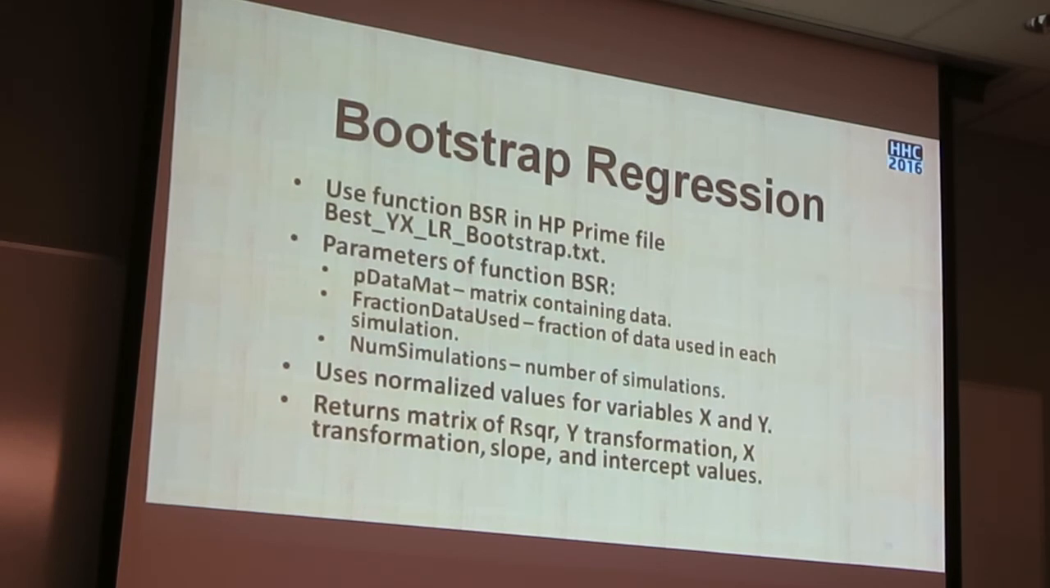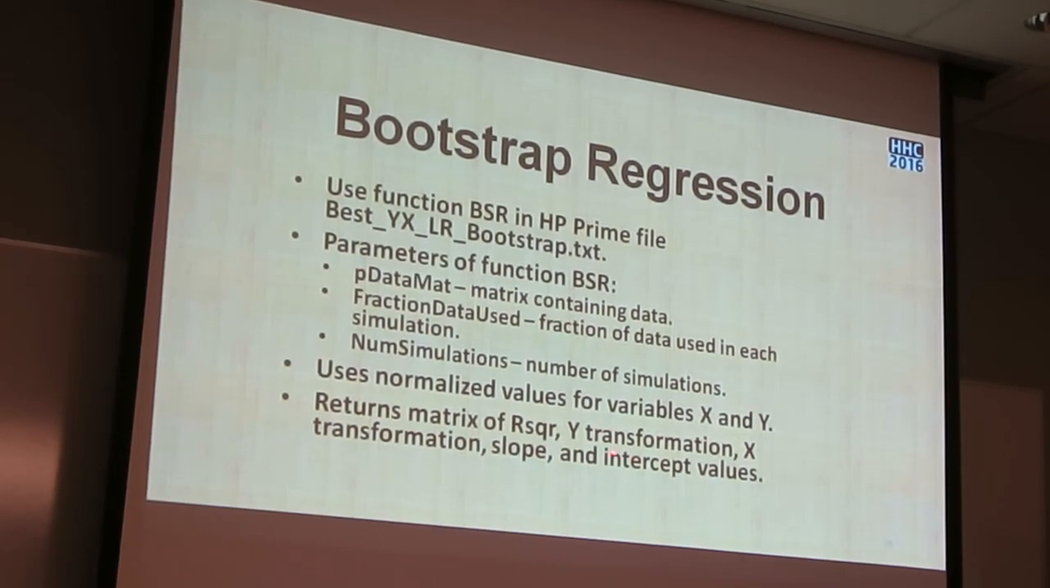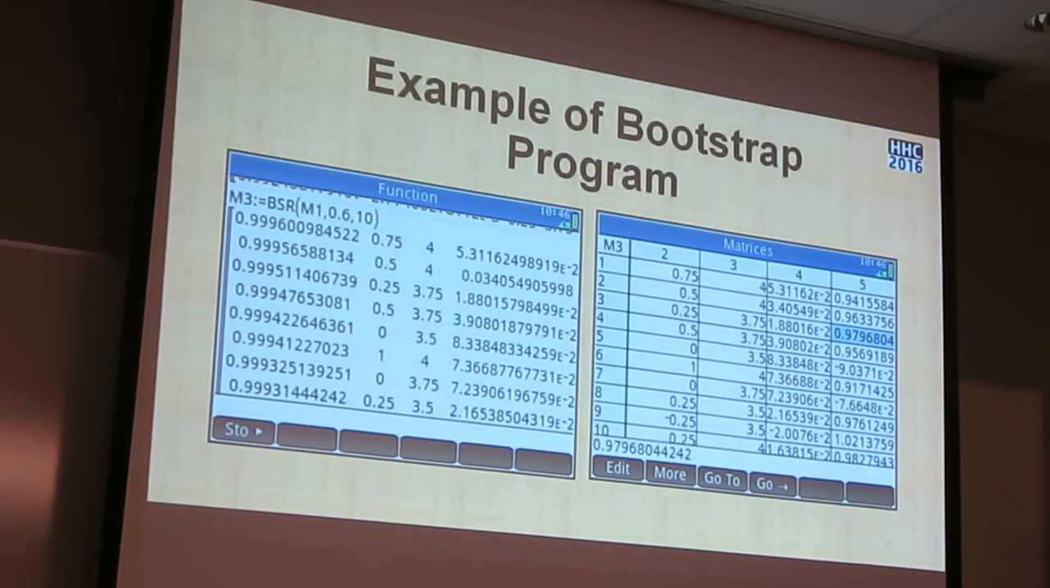For the Bootstrap regression, I use the function BSR in this file, and it has the following parameters. pDataMat is the matrix containing the data. Fraction data used is the fraction of data used in each simulation, and of course the number of simulations. And then it uses normalized values for X and Y, and it returns a matrix containing R squared, Y transformation, X transformation, slope, and intercept values.